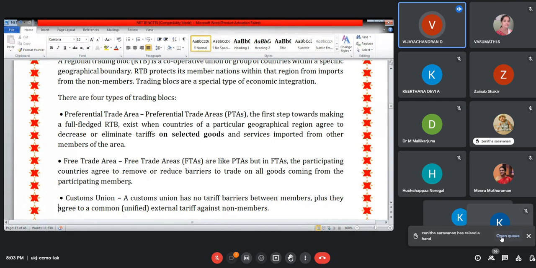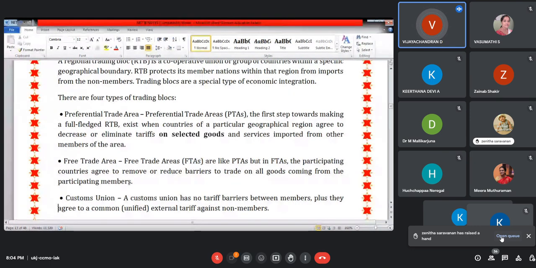I told the example, OPEC, Organization of the Petroleum Exporting Countries, headquarters in Baghdad. In this preferential trade, they will do only crude oil, only the selected goods. If there is any international trade in that commodity, no restriction. If they are going for another commodity, there will be some restrictions, some barriers. So that is known as preferential trade area.